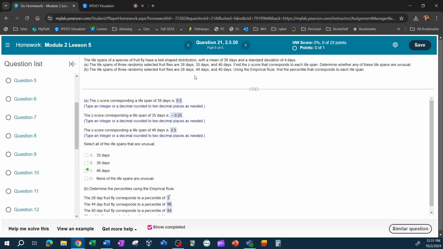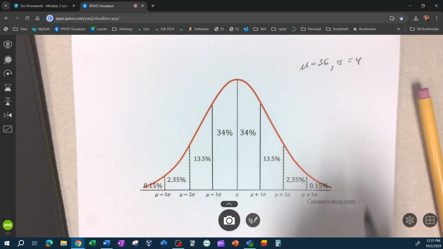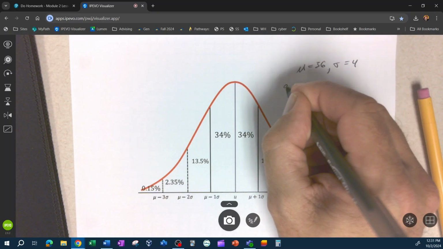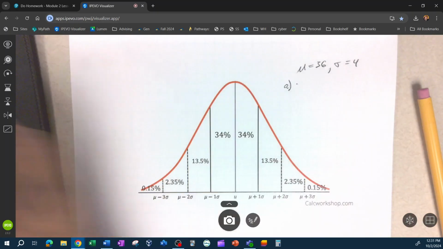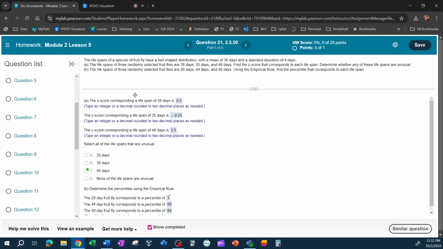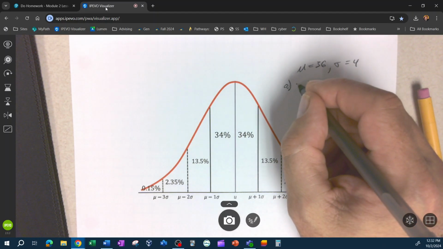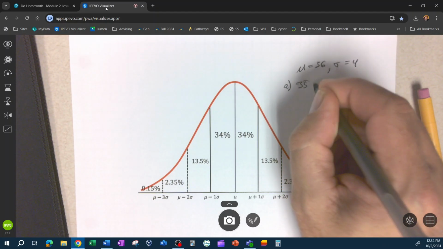Let me get the info here. The mean is 36 days, and the standard deviation is 4. And part A said find the z-score for, what was it? The z-score for 35 days. This is part B actually: what's the z-score for 35 days?